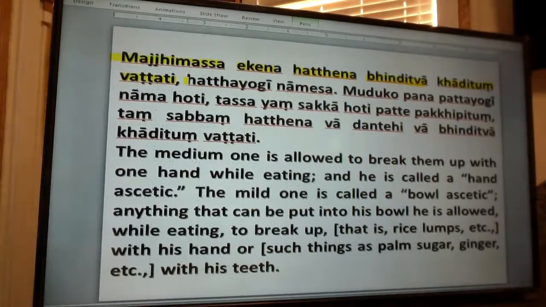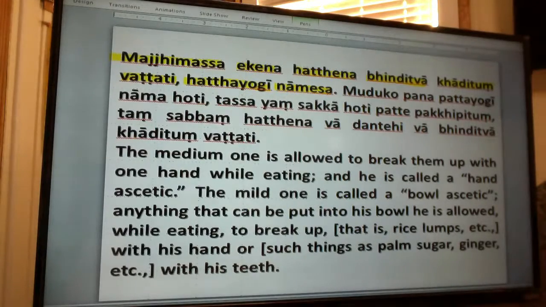So the Hatha Yogi Namesa. Namesa means Nama Isa. Isa is that person, Nama is called Hatha Yogi, because he works with one hand. So that person, the medium one, we call Hatha Yogi, hand ascetic.